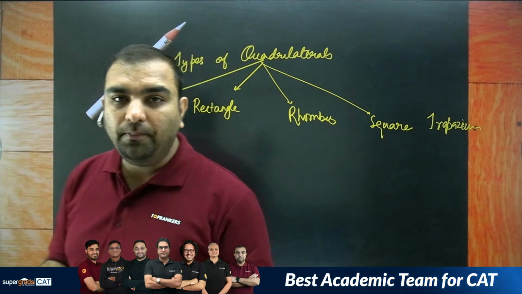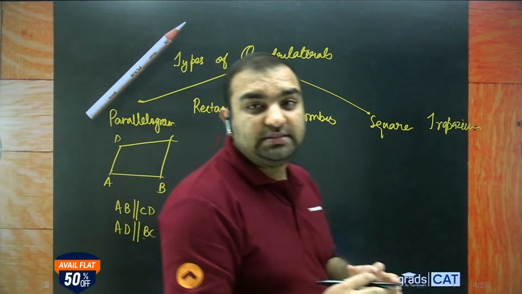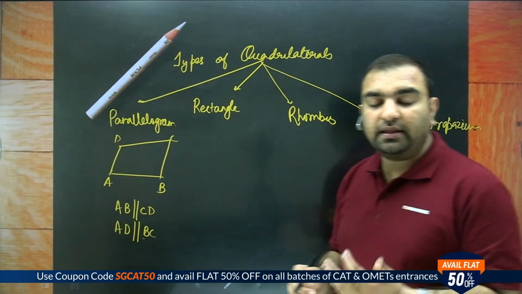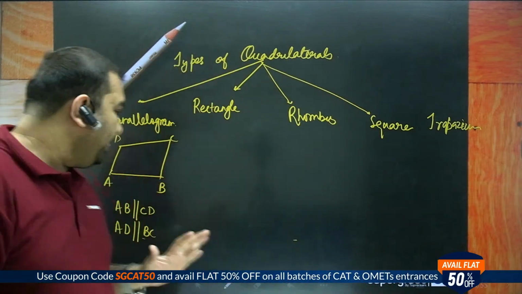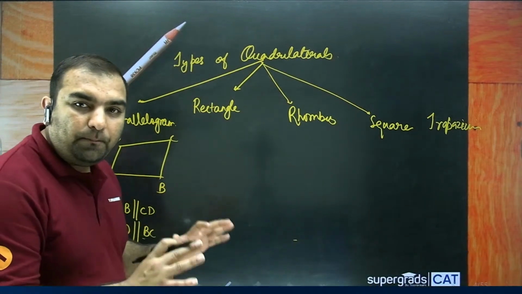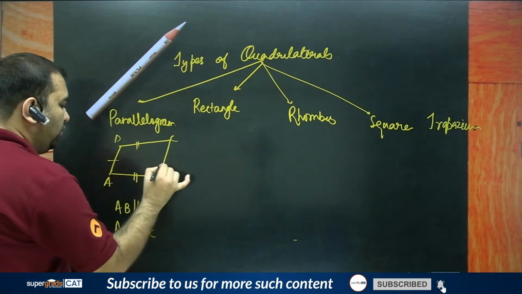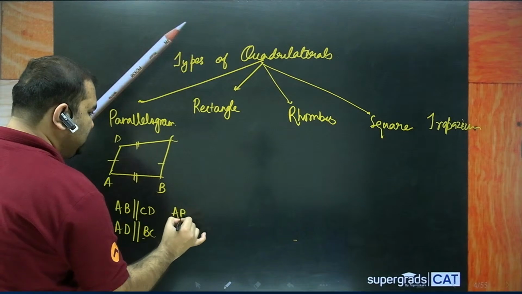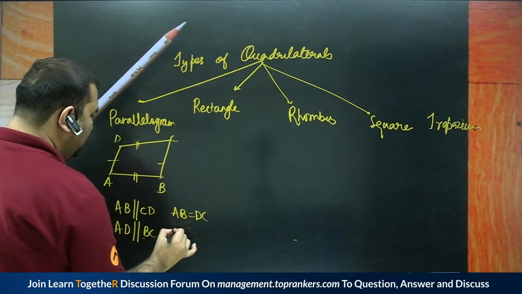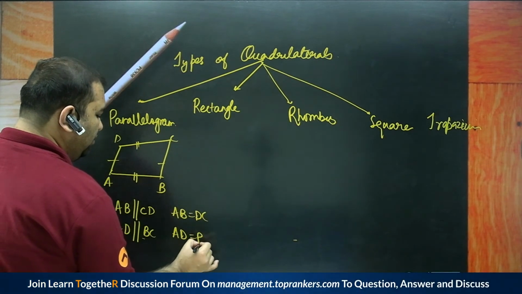Try to remember or try to learn from the class itself. क्लास से ही ऐसे करके जाना है कि याद हो जाए. तो अपोजिट साइड्स आर पैरेलल एंड इक्वल. तो ये दोनों पैरेलल भी होंगे और इक्वल भी होंगे. तो ये विल से कि AB जो है वो DC के इक्वल भी होगा और AD जो है वो BC के इक्वल भी होगा.